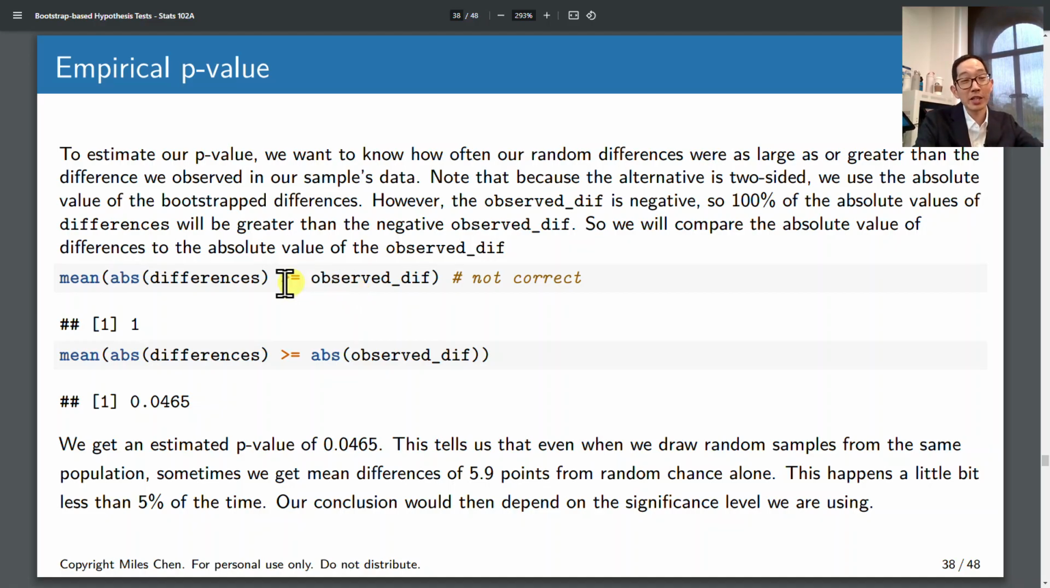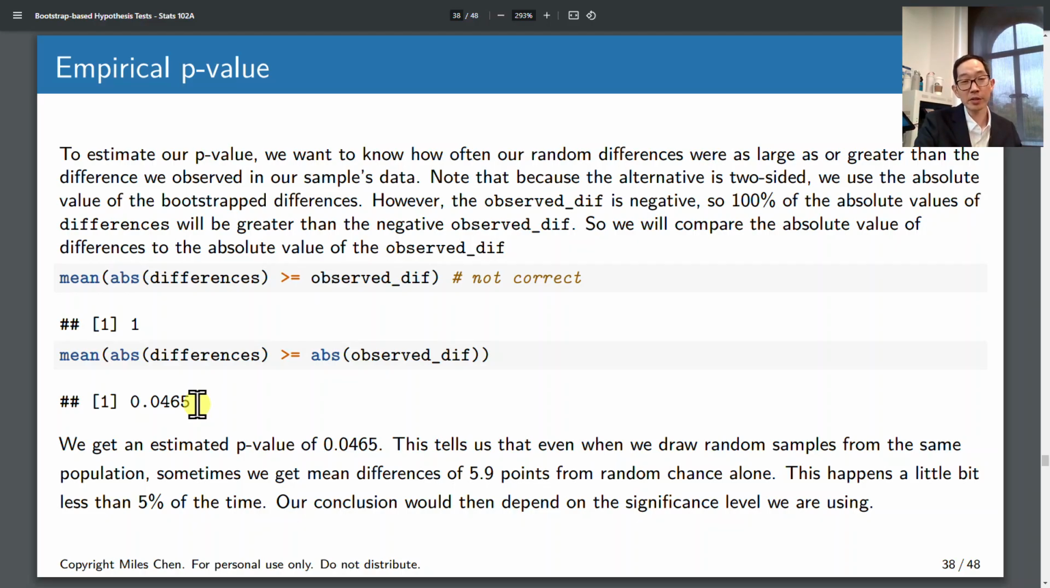Now, because it was negative, and if I did absolute value, that's not going to work, okay? So you have to put absolute value on your observed difference, and absolute value on our vector of differences. And we say, how often do we get a difference of 5.9 or something more extreme? When we do this, this happens around 4.6% of the time. So we get an empirical p-value of around 4.6%.